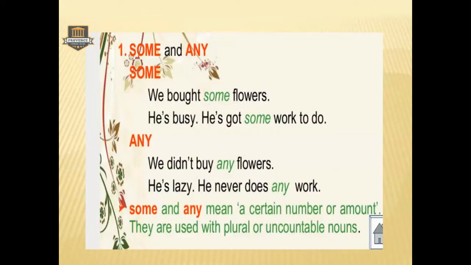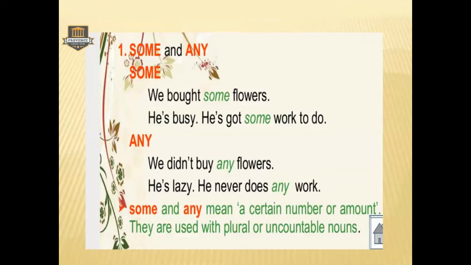Okay, let's have some examples for this. First, some. Example number 1, we bought some flowers. And as we see here, flowers is a countable noun. We can count the flowers. We can say one flower, two flowers, and so on. So we can use some with the countable plural nouns. Okay? He is busy. He has got some work to do. Work here is uncountable. We cannot count work. Both of the sentences are positive sentences. We do not have not in the sentence, and we don't have a question too. So this is why we used some.